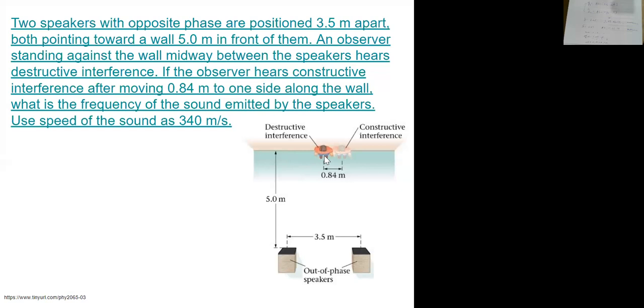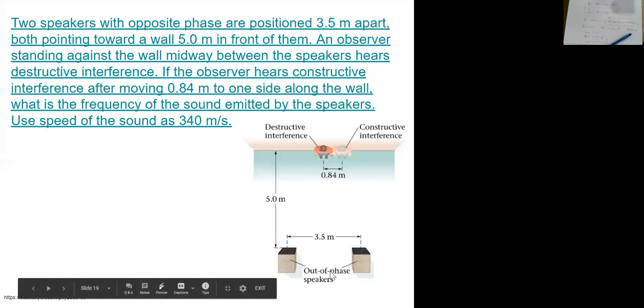Now he moves 0.84 meters to one side along the wall and hears constructive interference this time. So that means over here he hears a weaker sound, and when he moves here, he hears the stronger sound. Destructive interference over here, constructive interference over here. So it's asking you what's the frequency of the sound emitted by the speakers, assuming the two have the same frequency.